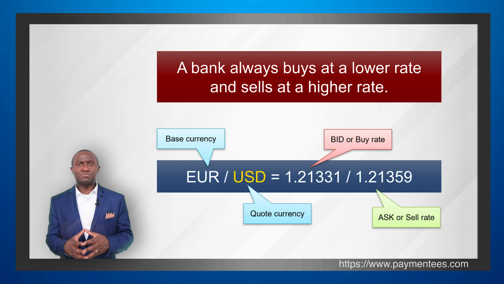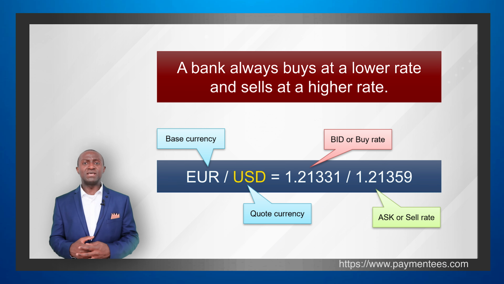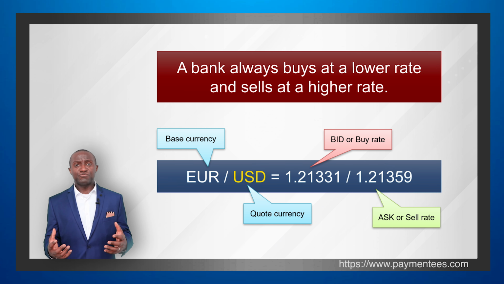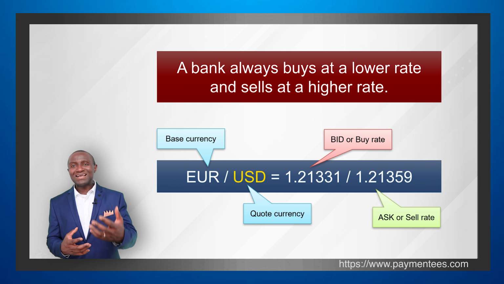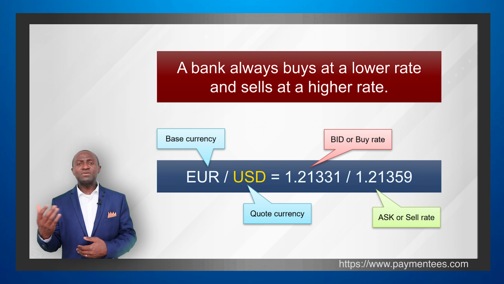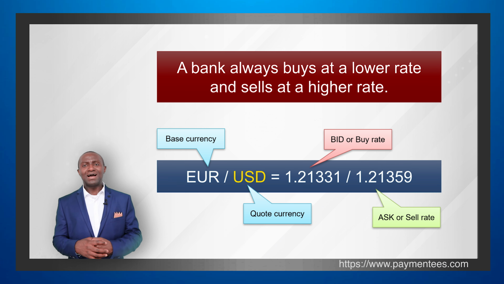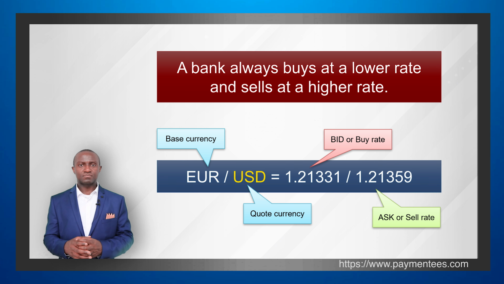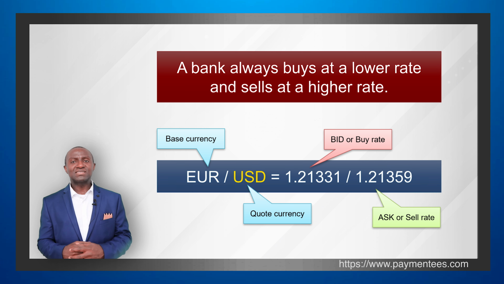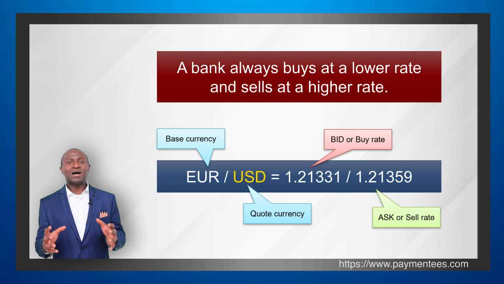Things are different for customers. They must apply the bid price when they sell the base currency and the ask price when they buy the base currency. So if you are in the Eurozone, for example, a base currency exporter will always look at the ask price, whereas a base currency importer will look at the bid price. We see that bank and customer transactions are always symmetrical. When the customer sells, the bank buys, and when the customer buys, the bank sells.